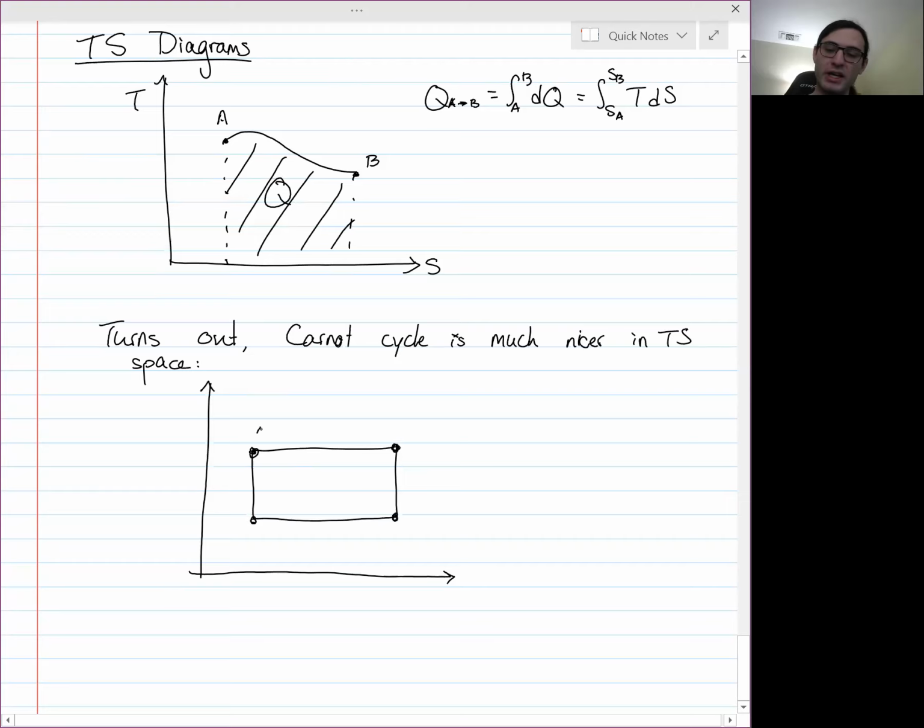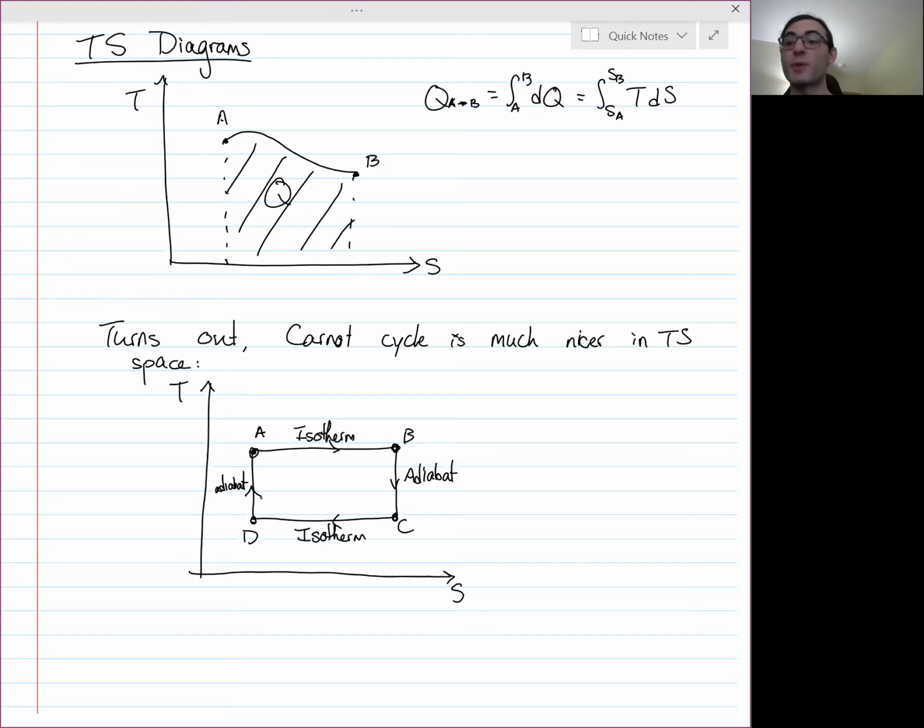where you have A to B to C to D. You have an isotherm here because it's constant temperature, means it's a horizontal line on this plot. An adiabat here from B to C because it's constant entropy. An isotherm from C to D, and then an adiabat from D to A. And so it's a lot nicer. It's actually just a rectangle in this space. So you can see why a TS diagram can be nicer than a PV diagram, depending on the context.